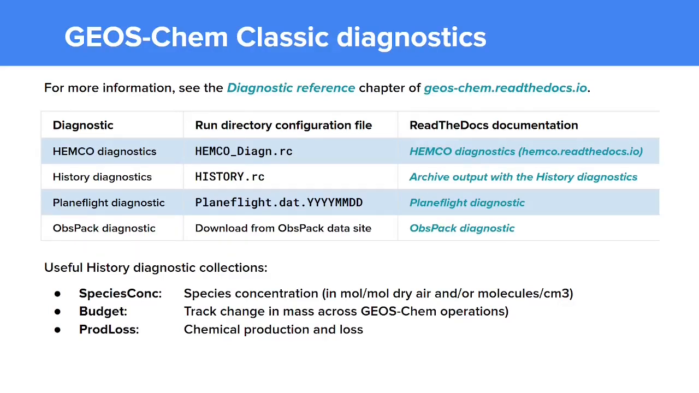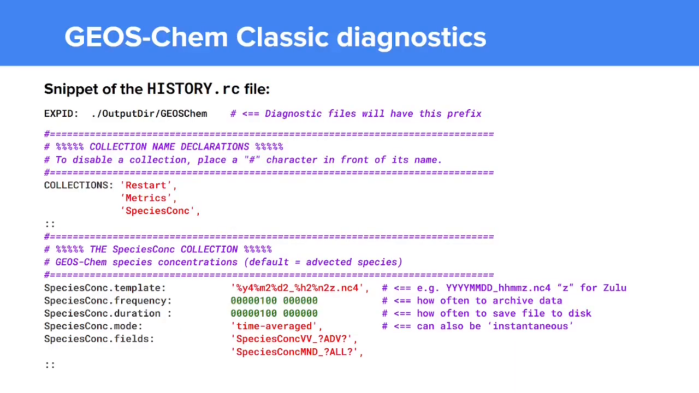And just to give you an idea of what the history diagnostics file looks like, here's a snippet of it. The EXP ID, or the experiment ID, basically doesn't change. It says that the diagnostic files will have this prefix. Usually diagnostic files are saved to the OutputDir directory of the run directory, and they all start with GEOSChem. You can define one or more diagnostic collections. Here there are three. Down here we're only showing one because of space. Each collection is essentially a different file that will get created.